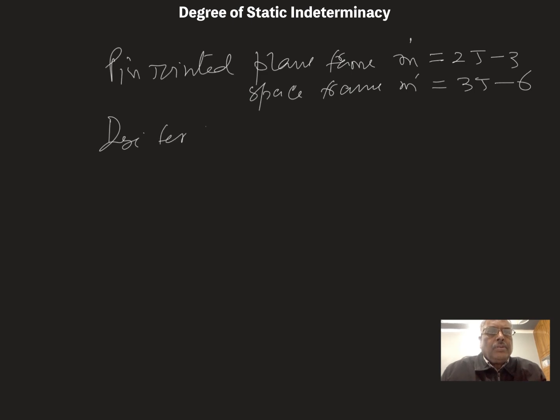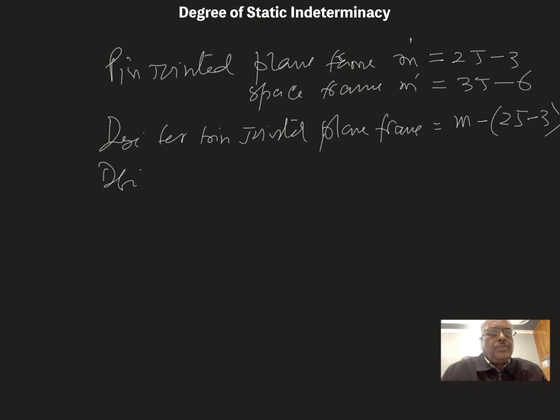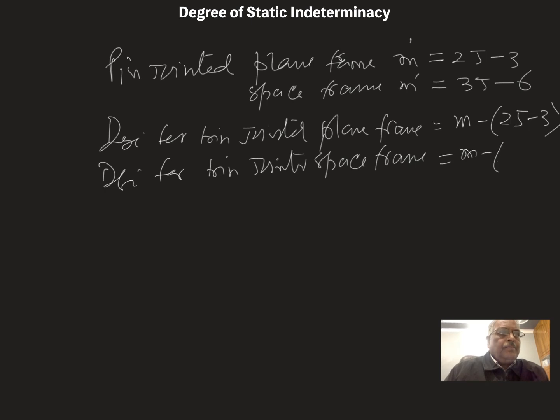DSI for a pin jointed plane frame is equal to M minus (2J minus 3), or DSI for a pin jointed space frame is equal to M minus (3J minus 6).